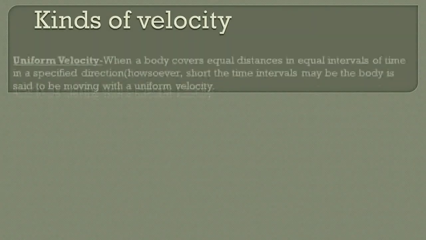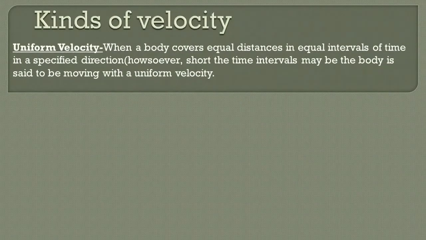Now we will see the kinds of velocity. Velocity is categorized in 3 ways: uniform or constant velocity, non-uniform velocity, and the average velocity. So first we will see the uniform or the constant velocity.